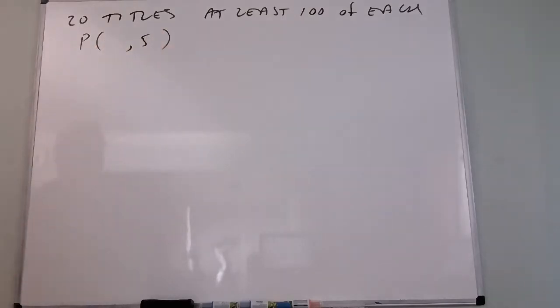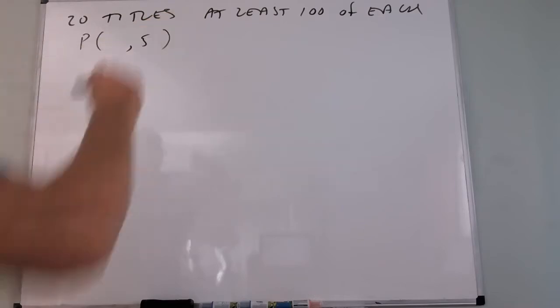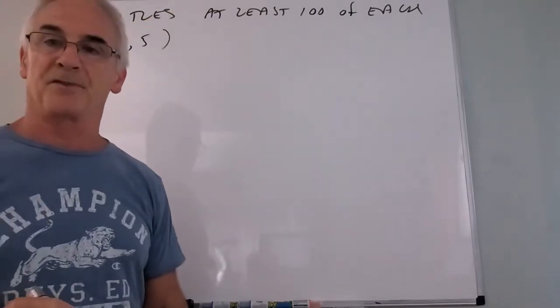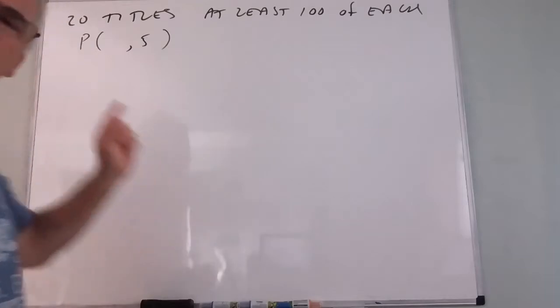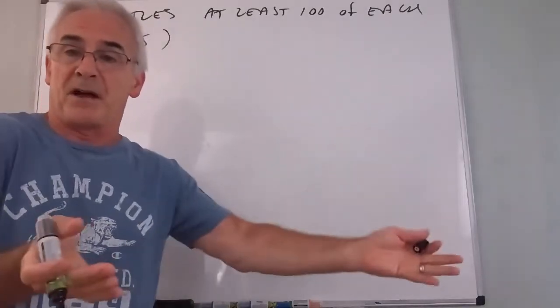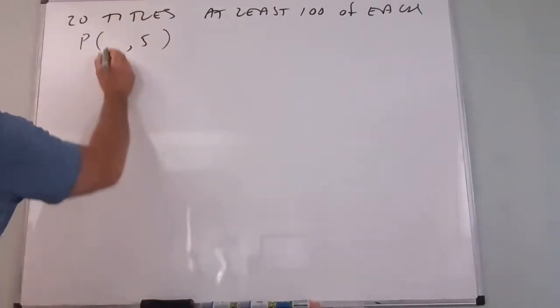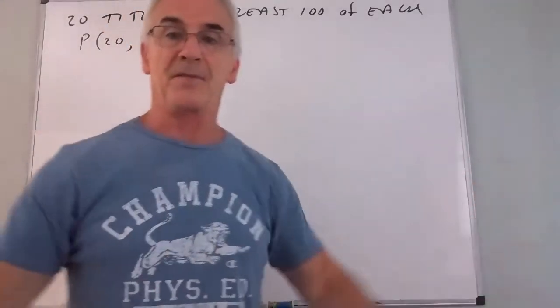But a permutation of what? I want to give 5 books to friends. How many am I choosing from? I mean, technically there's 2,000 books at this bookstore. Am I choosing 5 from 2,000? Am I choosing 5 from 100? Am I choosing 5 from 20? Choosing 5 from 20. There's 20 different titles. I want to pick 5 of them and give them out. So the first question: how many ways can I give 5 books to my 5 friends?